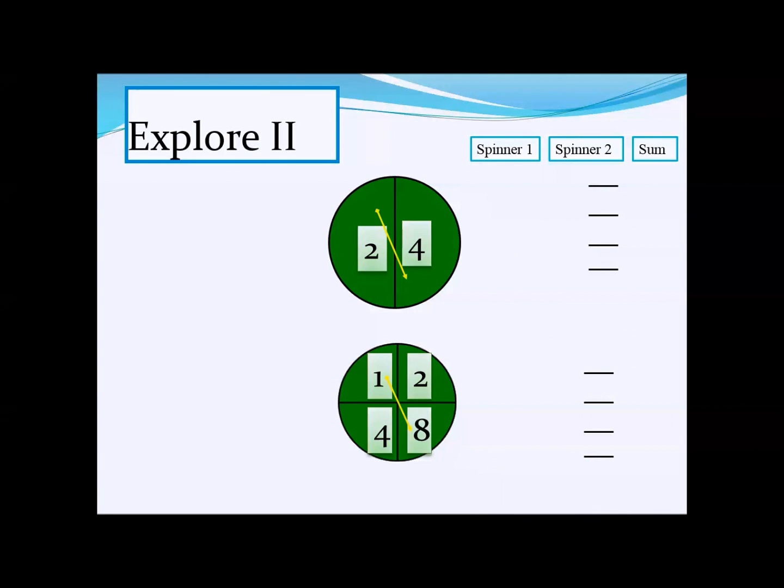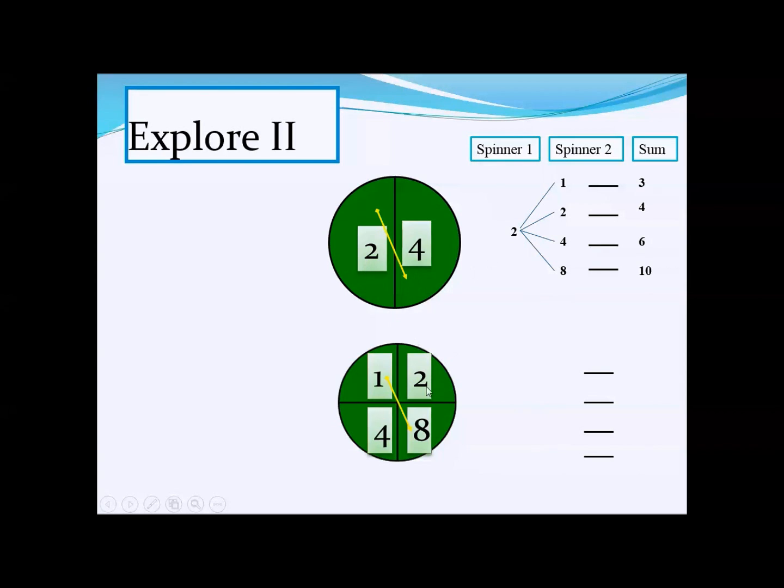Okay, let's do another exploration. If you look at the board, we have here 2 spinners, spinner 1 and spinner 2. We want to answer 3 questions concerning both spinners. We're going to look at possible outcomes if we spin both of the spinners. So first, let's write down the possible outcomes.